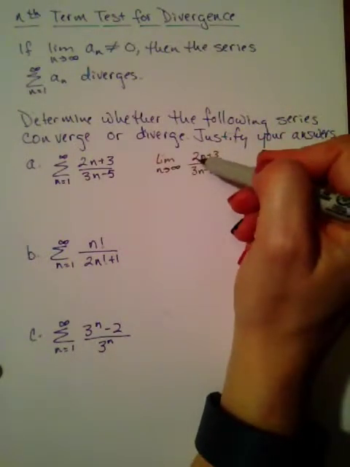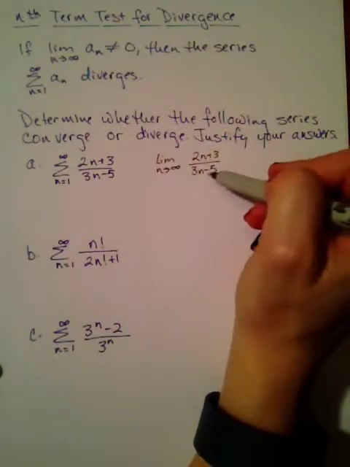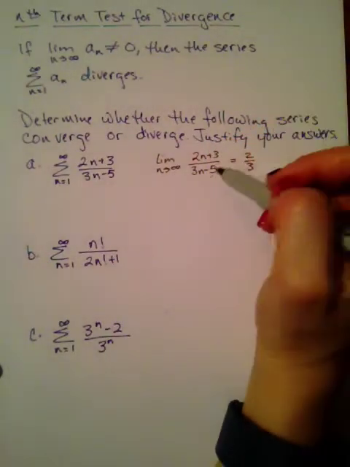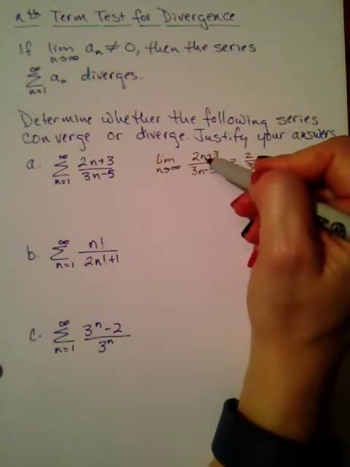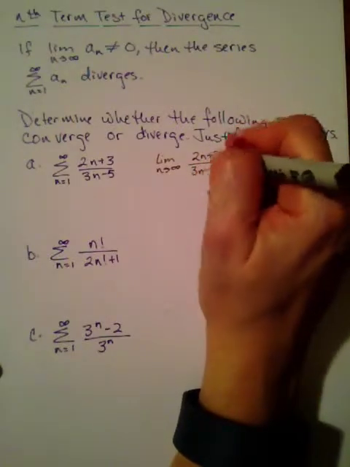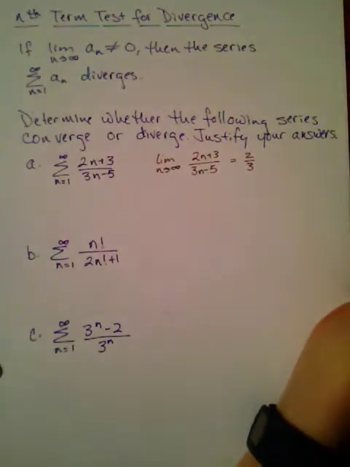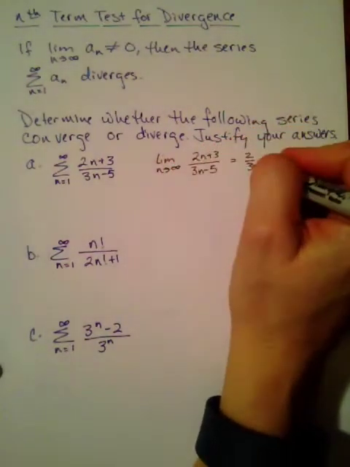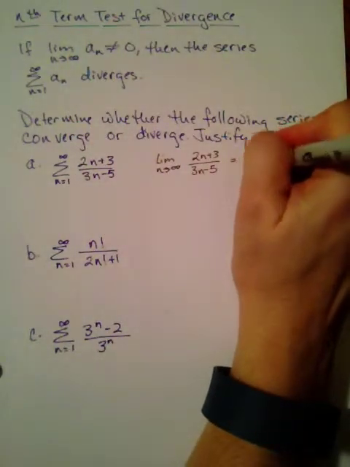You can see that the derivative of 2n plus 3 with respect to n is 2. The derivative of 3n minus 5 is 3. This equals 2/3. If you couldn't use L'Hopital's, then you can use dominant terms. 2n is the dominant term in the numerator. 3n is the dominant term in the denominator. When you reduce those, you get down to 2/3. Just remember you can only use dominant terms when you're doing the limit as n approaches infinity. Now, what I actually care about is that this limit is 2/3, and the important thing is 2/3 is not equal to 0.